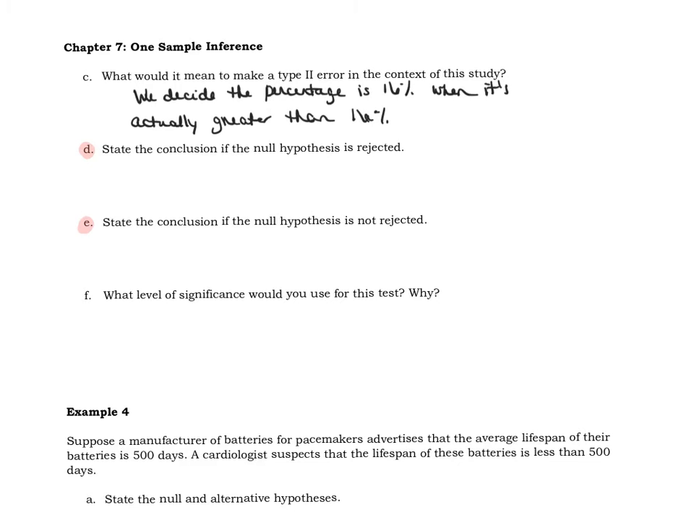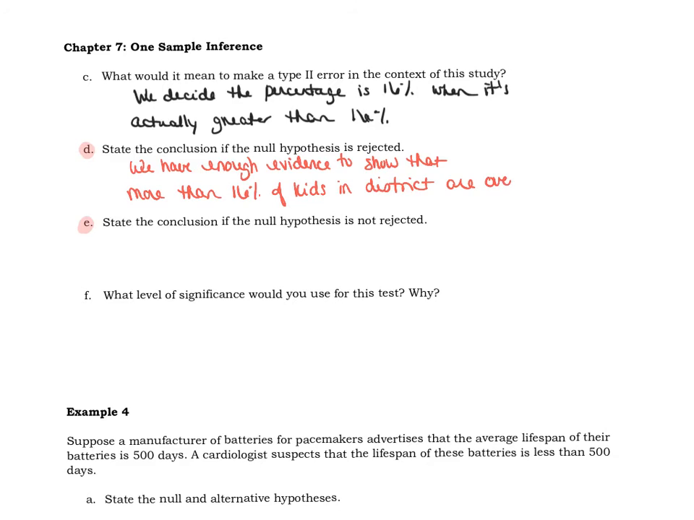Okay, so state the conclusion if the null hypothesis is rejected. The way that this is phrased is we would say that we have enough evidence to show that more than 16% of kids in the district are overweight. Okay, so we have enough evidence to show that we are not keeping the null hypothesis, that we are going with the alternative, and the alternative was more than 16% are overweight.